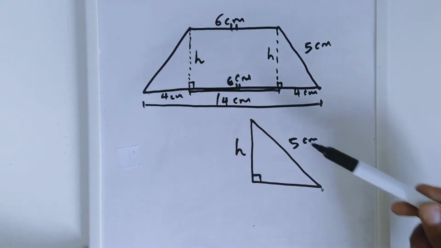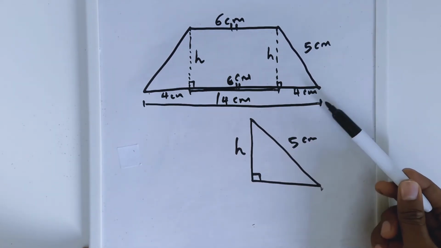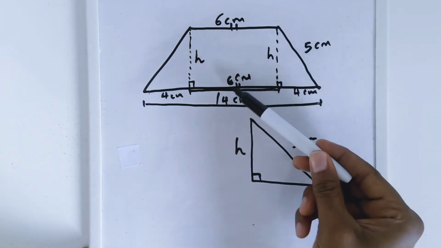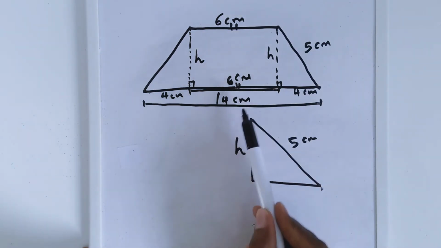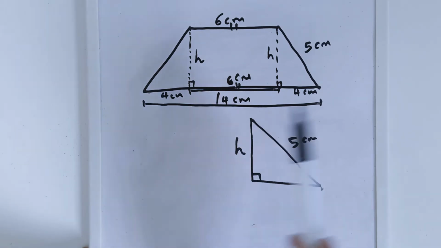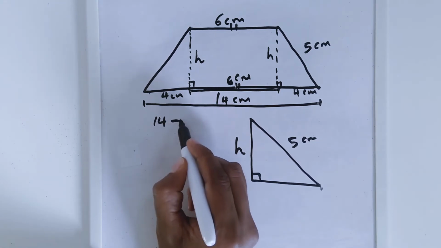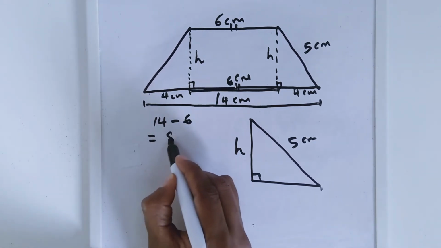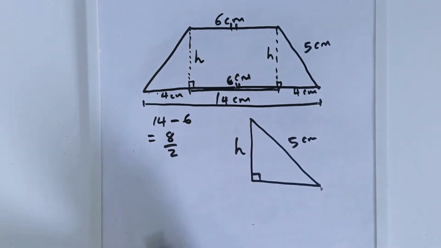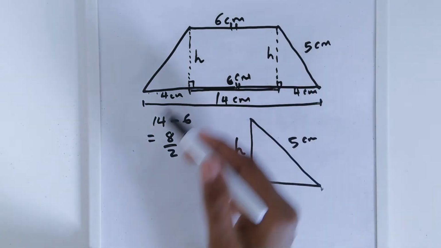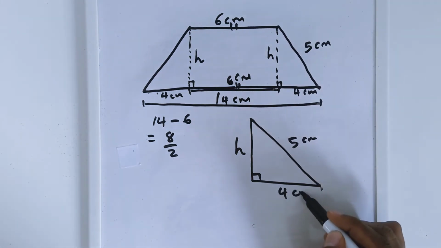So let me do one more time. The whole of b2 is 14, but b1 is 6. So from here to there is 6. Subtract 6 from 14, you are left with 8. So let me write down 14 minus 6 gives me 8, and then you divide into 2 between the two right angle triangles because they are the same. The two right angle triangles are the same. So we have this base as 4 centimeter.